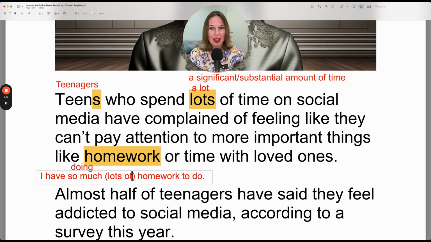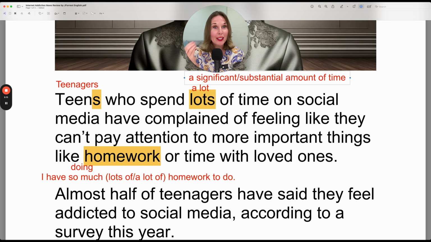You could also say a lot of. I have a lot of homework to do. You could say a significant amount of homework to do, but remember I said that sounds quite formal. That sounds almost academic. A teenager is not going to say that most likely.